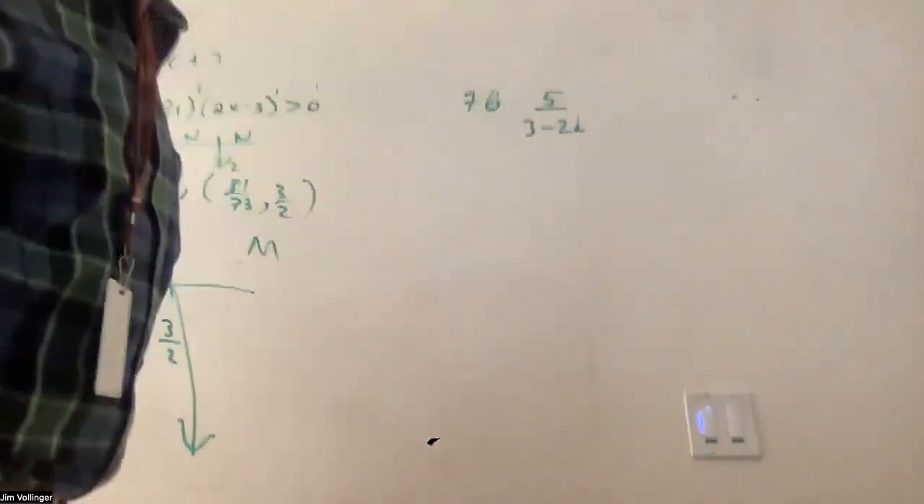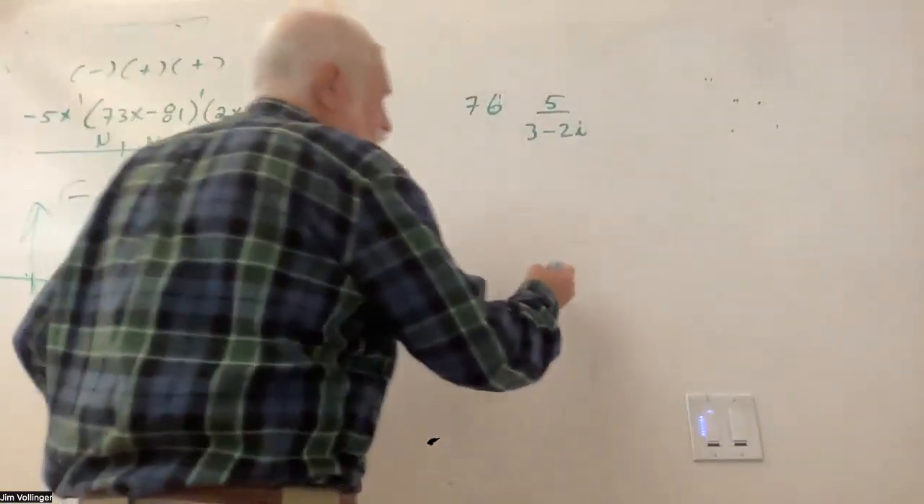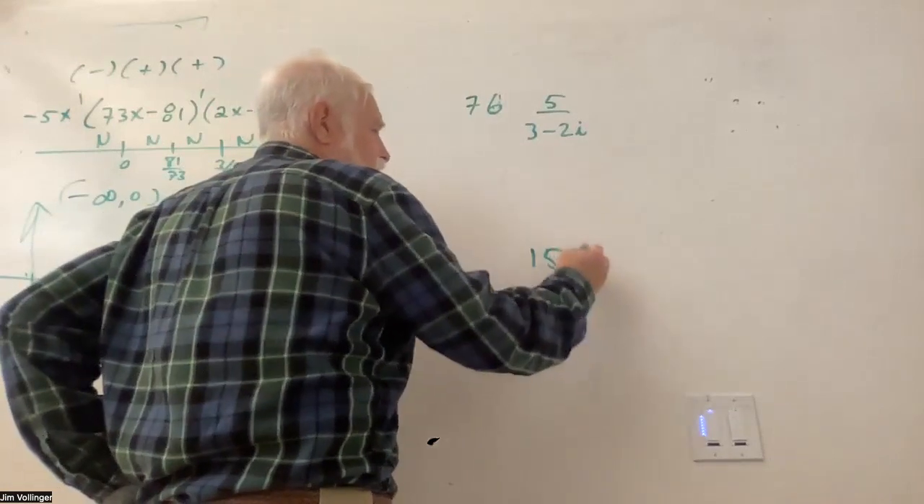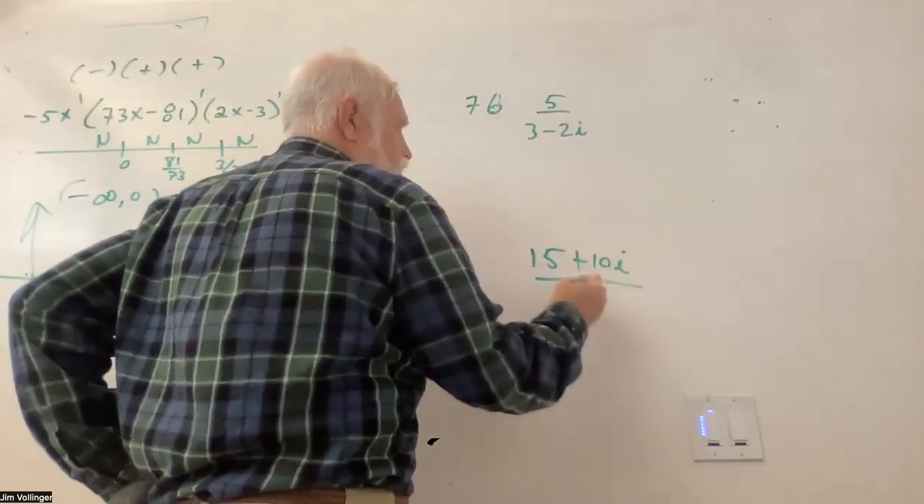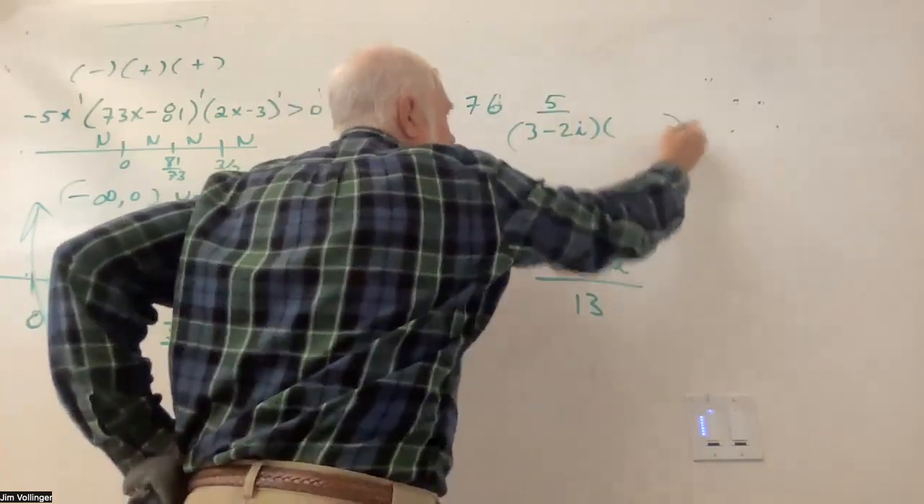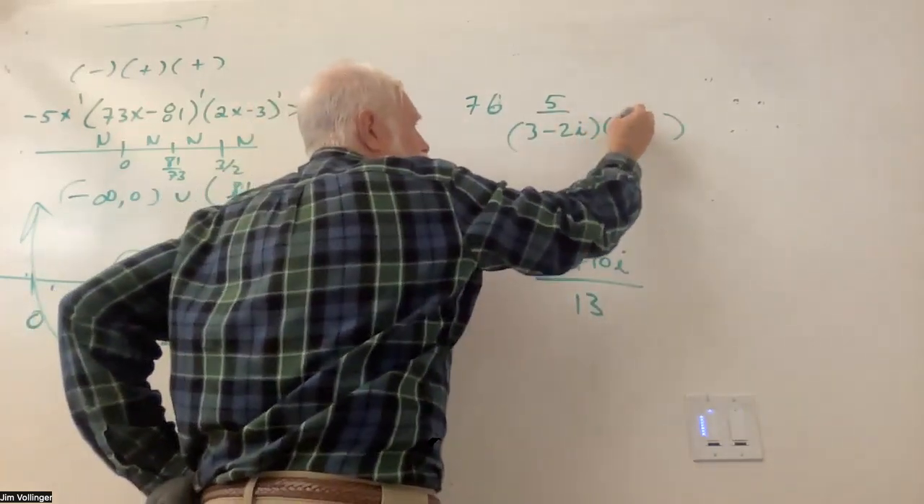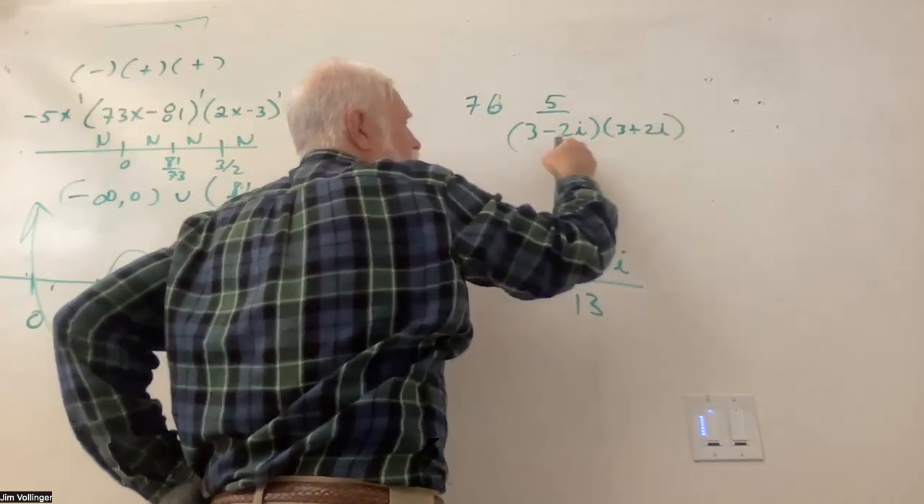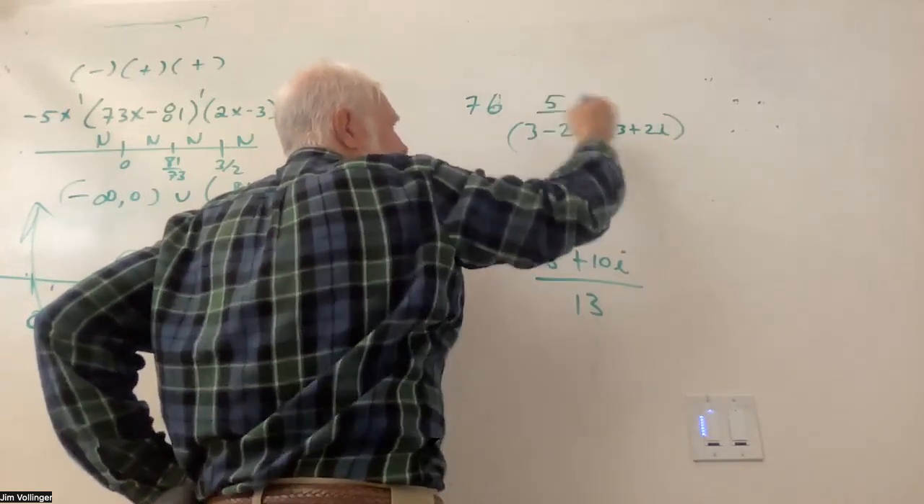All right, there's shortcuts to these conjugates. I'm just going to put the answer down, then we'll get it. So let's see if you can figure out the shortcut. 15 plus 10i over 13. Okay, let's see how we get that. So what's the conjugate of 3 minus 2i? 3 plus 2i.